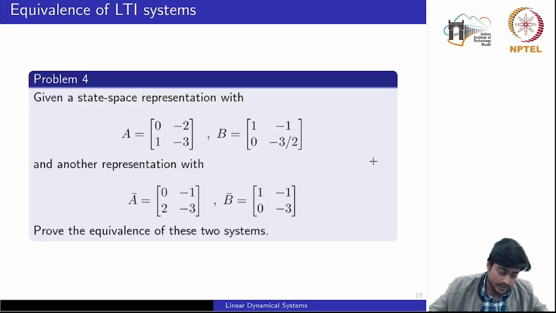Now the problem number 4 deals with the equivalence of the LTI systems. By equivalence we mean to say that given a pair of A, B matrices, we want to see whether these two pairs denote the same system, right? So first pair is this one with the numerical values, and another pair is with A bar, B bar with a different set of numerical values. So we want to verify whether these two pairs actually represent the same system or not. Okay.